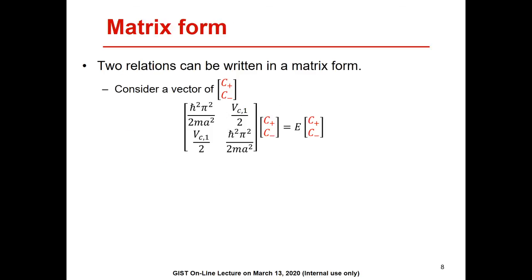We can easily rewrite the two relations in a matrix form. Consider a vector whose entries are C plus and C minus. Then we have the following eigenproblem. In part 5 of lecture 1, a normalized version was shown. I hope that this video can be a sufficient answer to the question. Thank you.